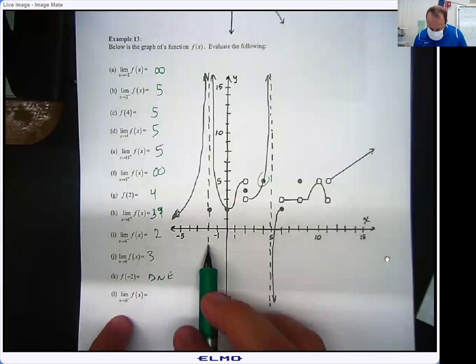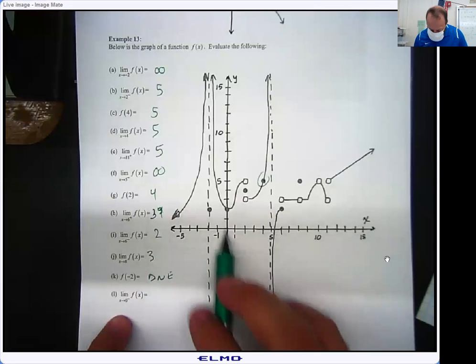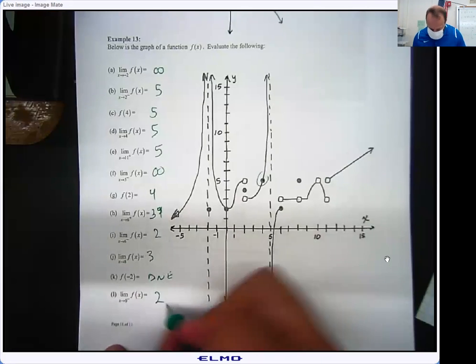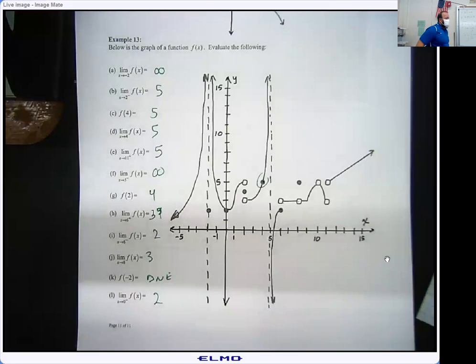The limit as I go to 0 from the left looks like 2. We get really, really close to the number 2. And I think that finishes us up.